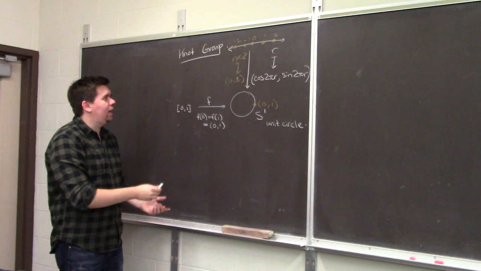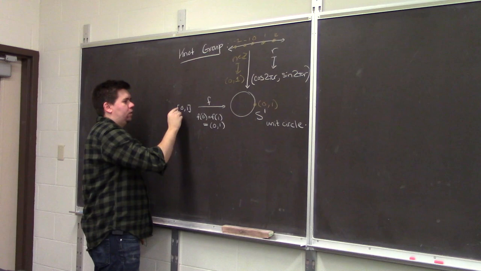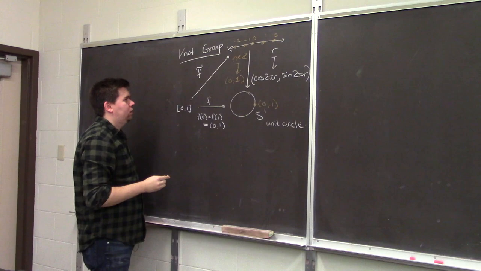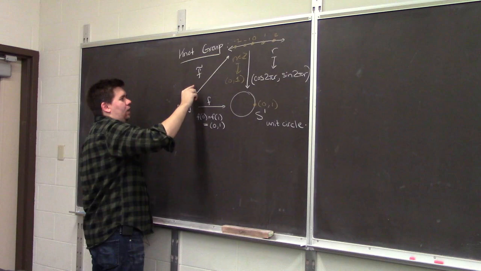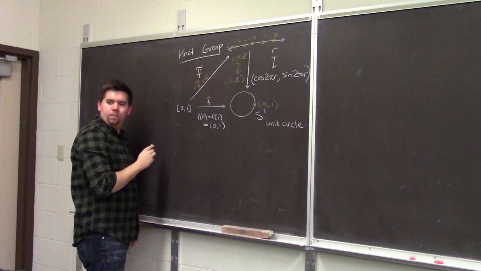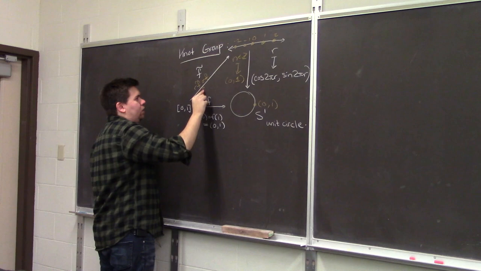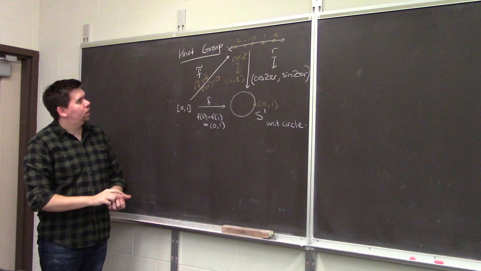Now we're ready to define a lift of a map. So given any map f, any loop, we can define the lift f tilde, such that it maps up to something that maps down to f. So we want this nice commutativity that r composed with f tilde should give you f. And then we should specify that we want f tilde of 0 to begin at 0. And then that uniquely defines a lift.